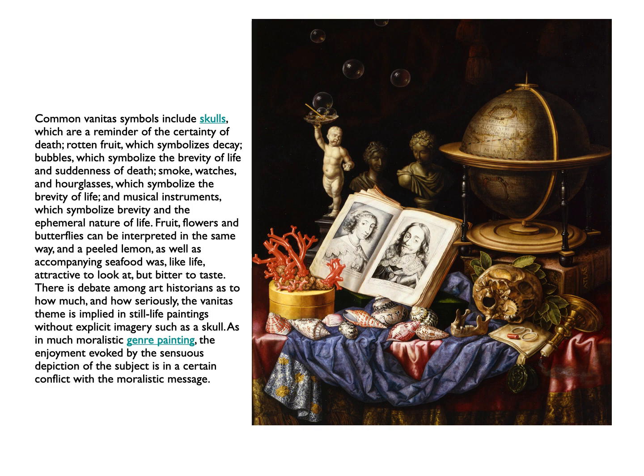Fruit, flowers, and butterflies all symbolize the same thing about the brevity of life. It's a short, beautiful moment in time. Seafood is another common symbol, which actually has a similar meaning to the peeled lemon we talked about before, that it is beautiful to look at but bitter to taste. So you could relate that to how things in life are sometimes. You're meant to take away from this a greater moral message.